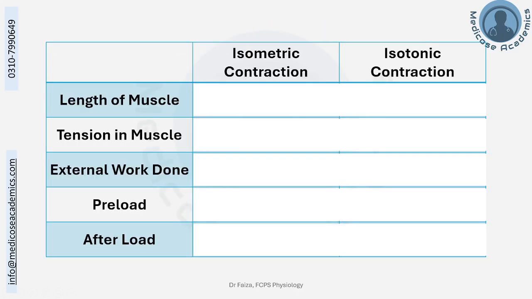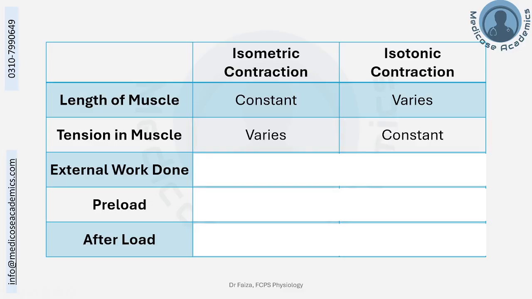If we compare these two types of contraction, length of muscle is constant in isometric contraction, whereas tension in muscle is constant in isotonic contraction. External work is done in case of isotonic contraction, but zero in case of isometric contraction.